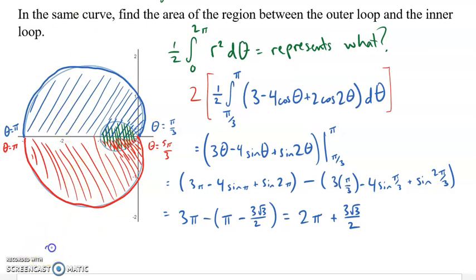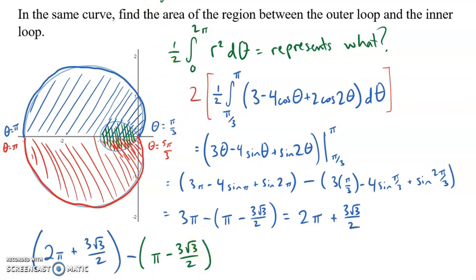All right, so that's the total is 2 pi plus 3 root 3 over 2. That's the total. Minus the inner loop. Could have sworn I changed that to green. Minus that area which was pi minus 3 root 3 over 2. That's what we found in the last example. So that's going to end up being 2 pi minus 1 pi is 1 pi. And 3 root 3 over 2 minus a negative, or plus 3 root 3 over 2, is going to be positive 3 root 3.